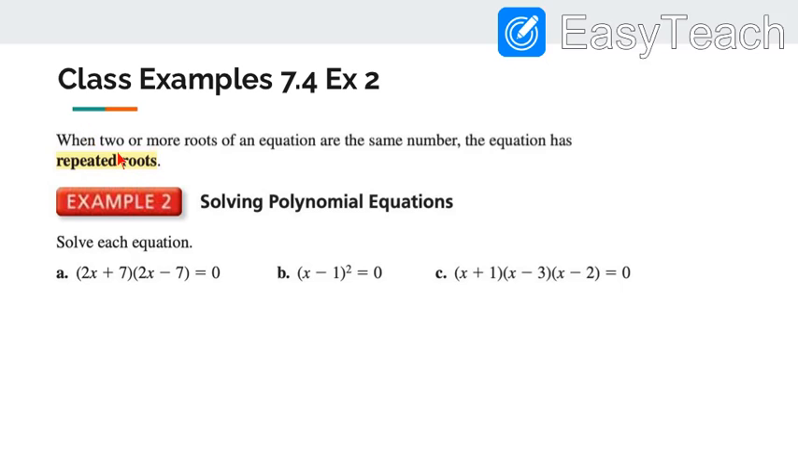Sometimes you get repeated roots. So if you have anything that has an exponent to it, you're going to have a repeated root to these. So as we work these through, this first one here, we have 2x plus 7 equals 0. Subtract 7 from both sides, so you have 2x equals negative 7. Therefore, our final answer is x equals negative 7 over 2, which is the same thing as negative 3.5.